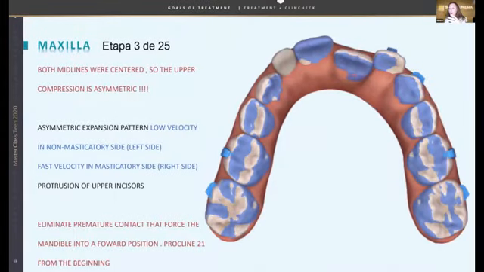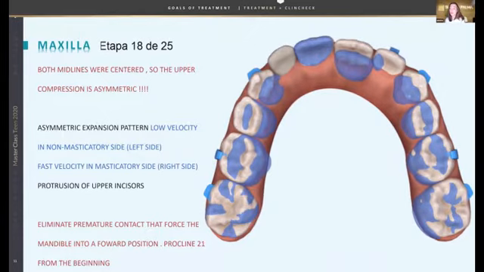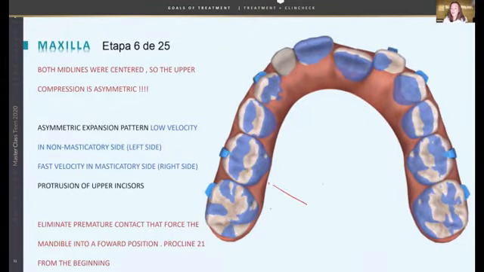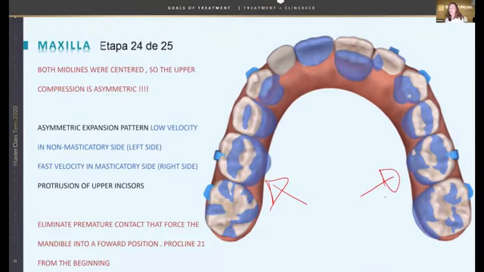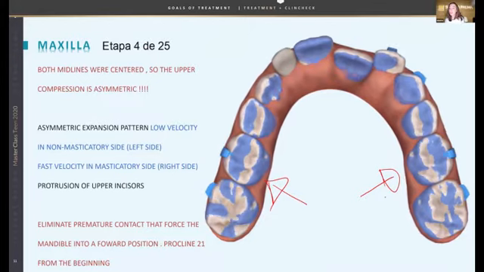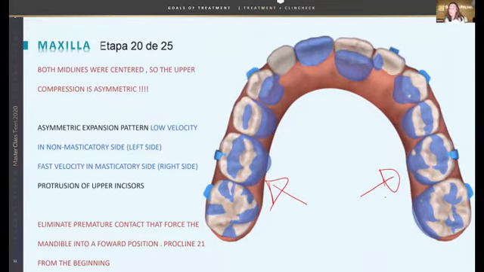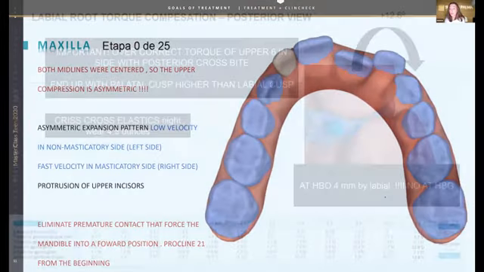In the upper arch, as I was telling you before, we need to make an asymmetric expansion. So I am going to ask for more expansion on the right and less expansion on the left. And we are going also to make different velocity of the expansion on both sides. Remember always to make the rotation movement of the molars at the same time that we are doing the expansion.